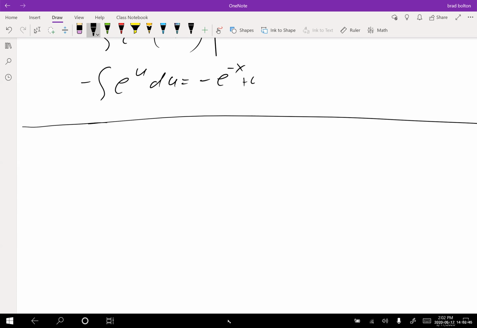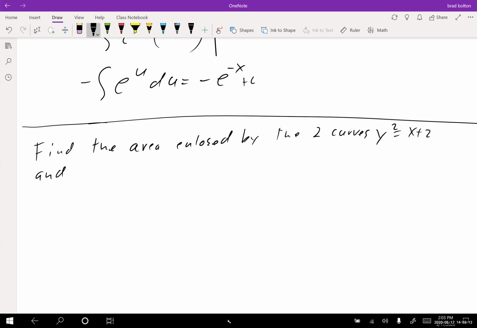So now let's look at a slightly different approach. So what if we have this graph? Find the area enclosed by the two curves y squared equals x plus 2 and y equals x minus 4. Okay, so I think this will be one of the last ones we do.